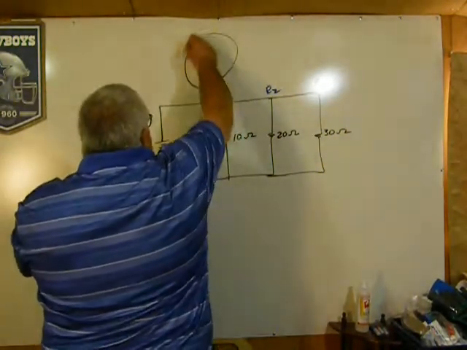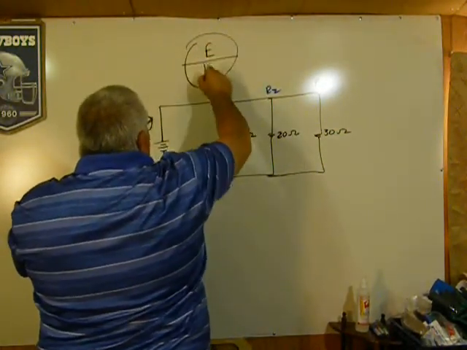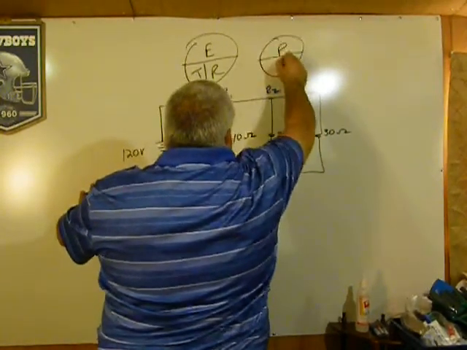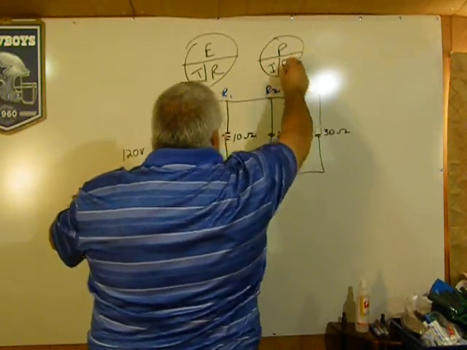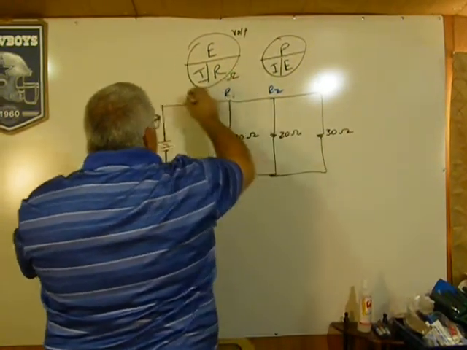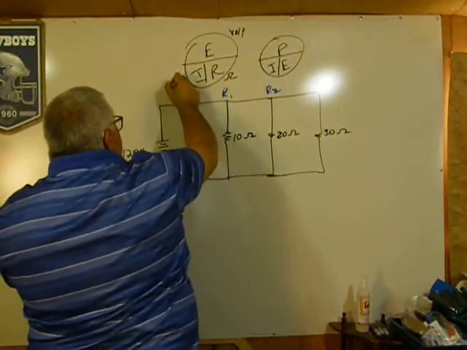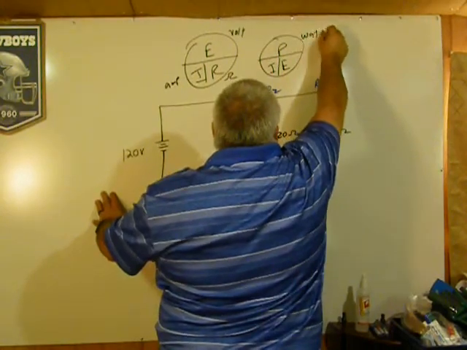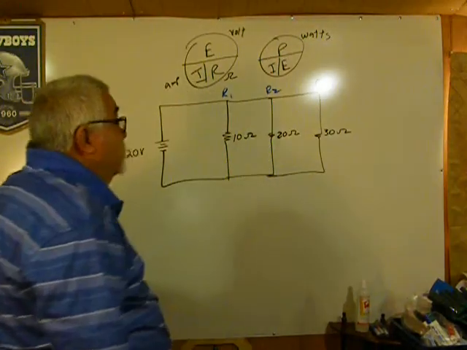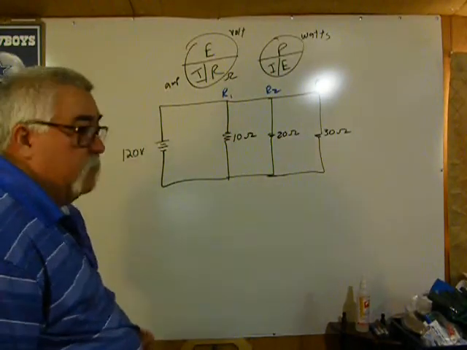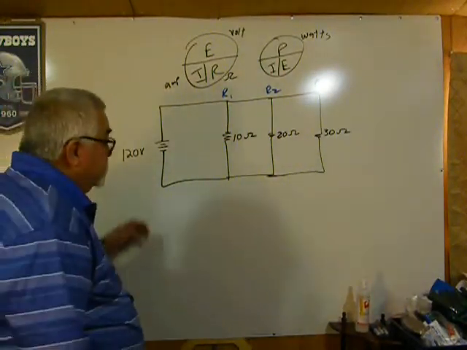Going back to the formulas: E, I, R, P, I, E. This is my volts. This is my resistance. This is my amps or current. This is my watts. P is for power and watts, I is for current, E is for volts. It doesn't change.